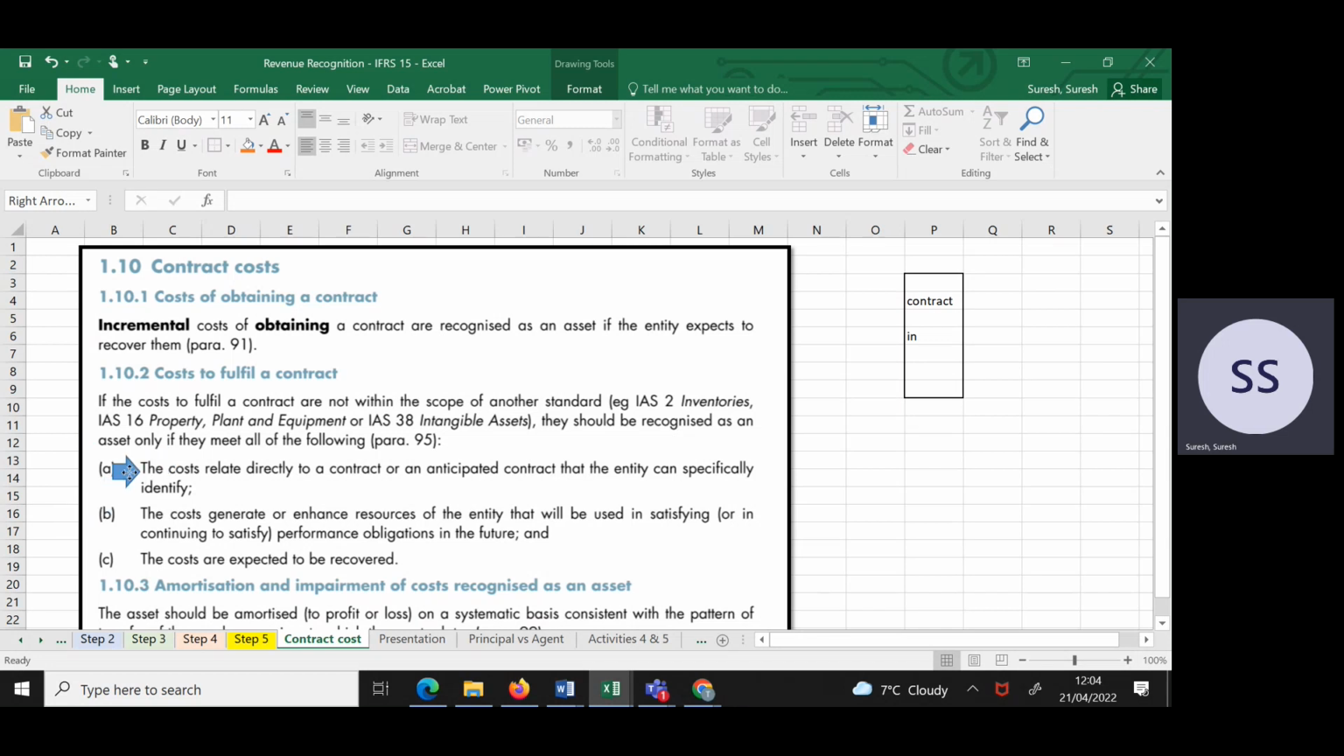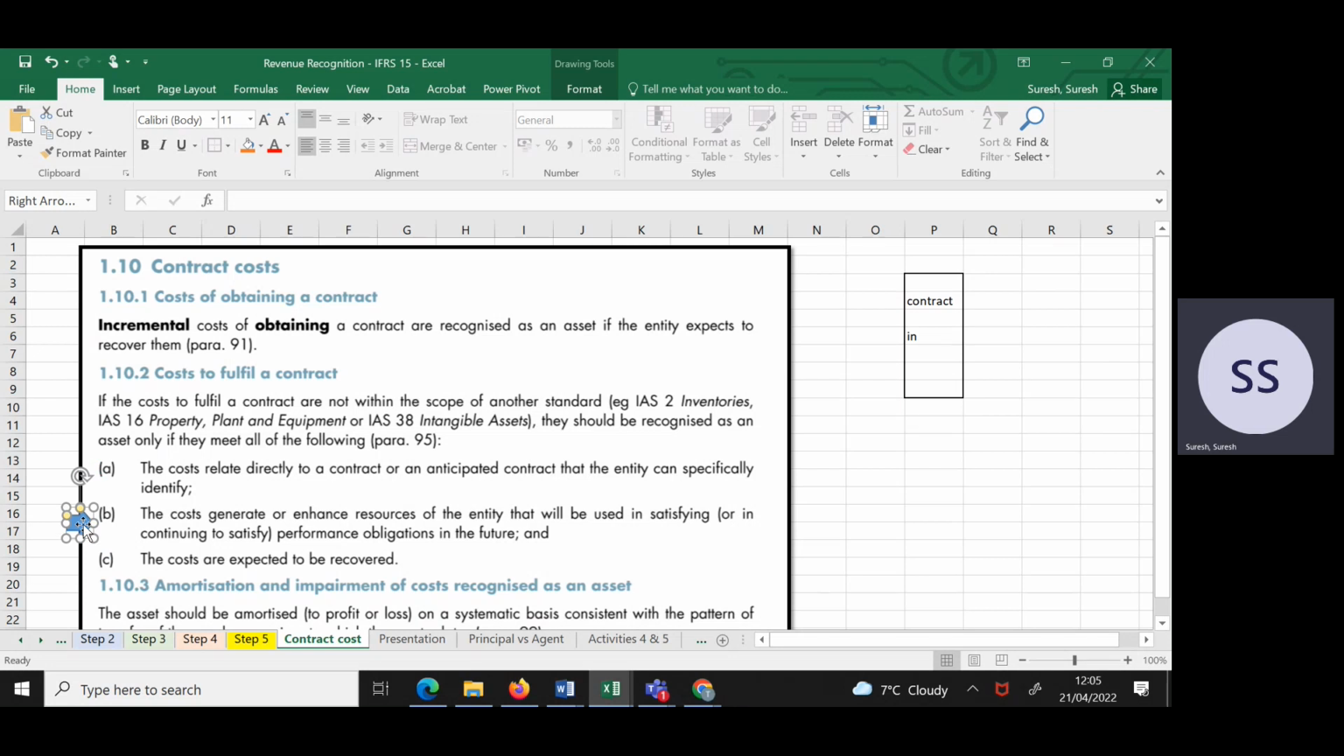First, yes, you have a cost, but that cost must be directly related to a contract. You can identify the contract that the cost is directly related to, right? Then the cost that you suffered should enhance your performance obligations in the contract. And then the third, the costs that you suffered are expected to be recovered.